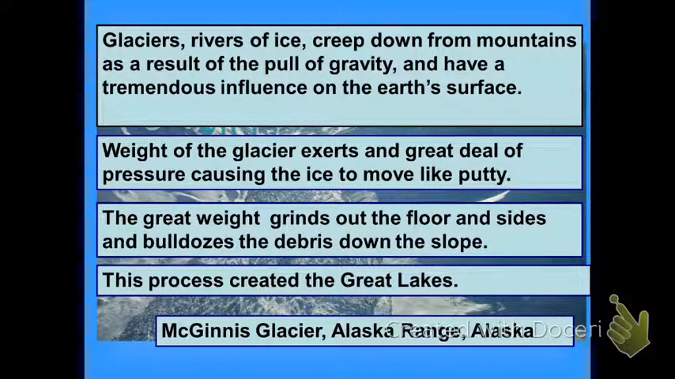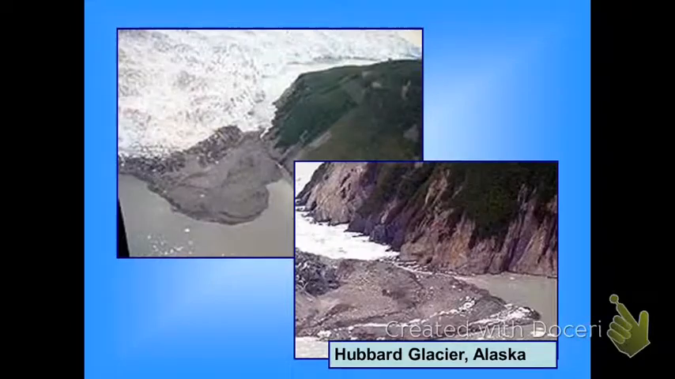This process created the Great Lakes. So it's actually carved out. As these glaciers went down the side, they carved out the land, and then they're going to leave everything that they had. So the erosion feature is the actual carving out, the grinding out as the glacier moves down the mountain.